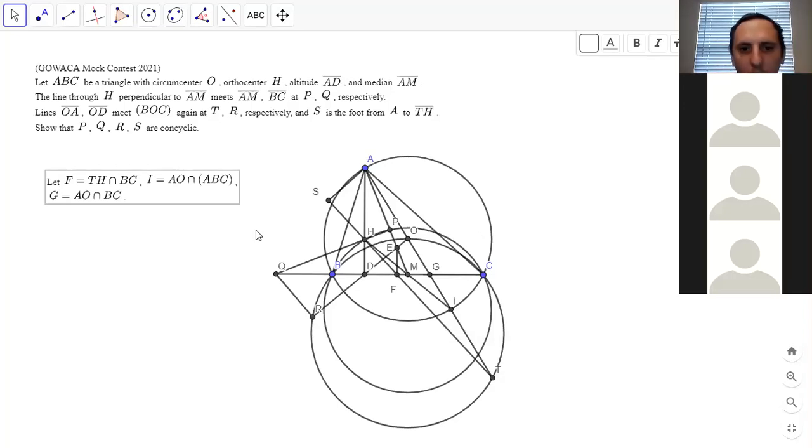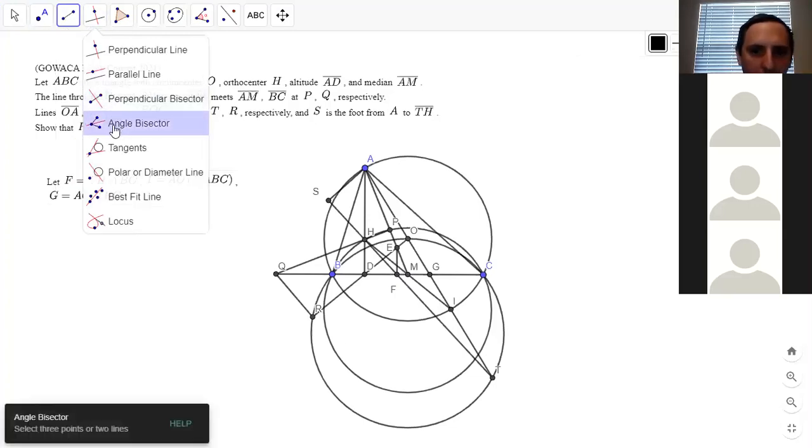And then first, we are going to show that AIGT is cyclic. And so we know angle ACI is 90 degrees. And then for BCI, we want to show it's the same as angle ICT. I just forgot how to do this.